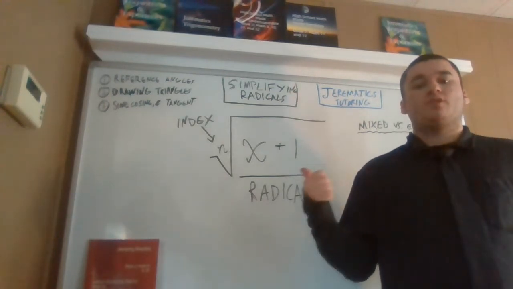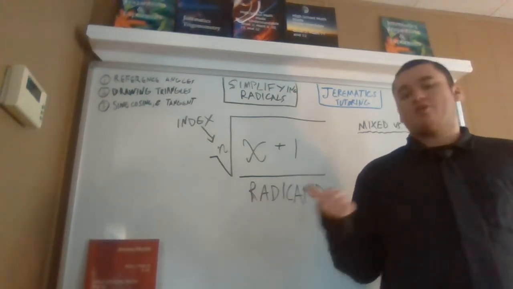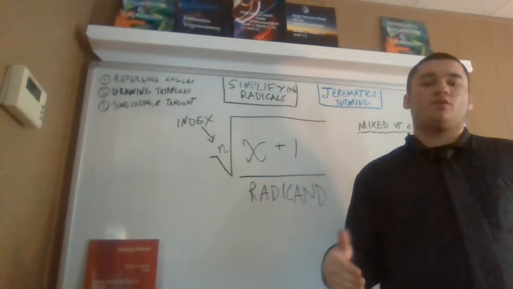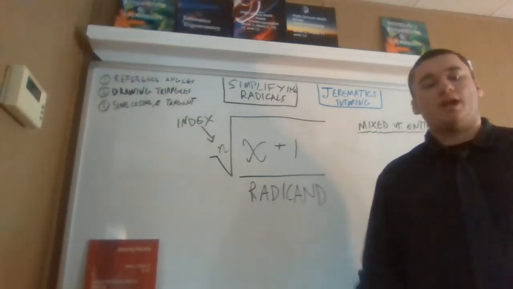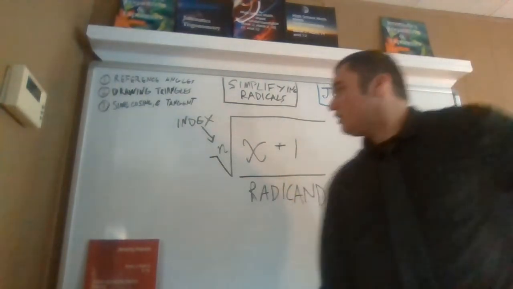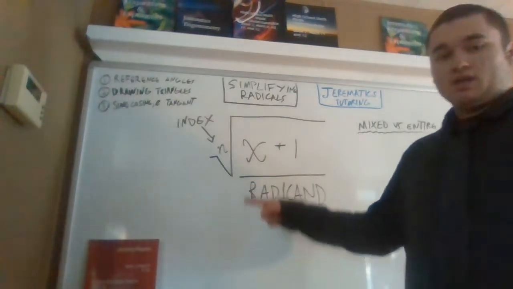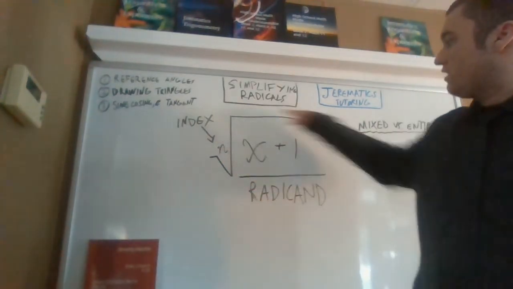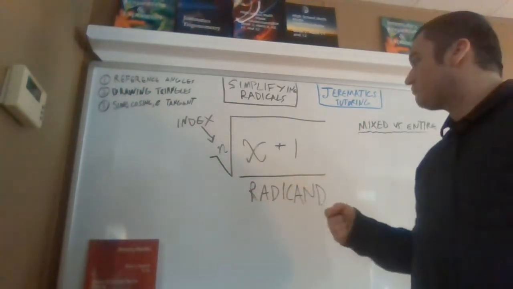In this video, I'll be showing you how to simplify radicals. So before I show you how to simplify radicals, I want to talk to you a bit about what a radical is, and a bit of the vocabulary. So a radical is this symbol right here. As you can see, it looks like a little checkmark symbol.